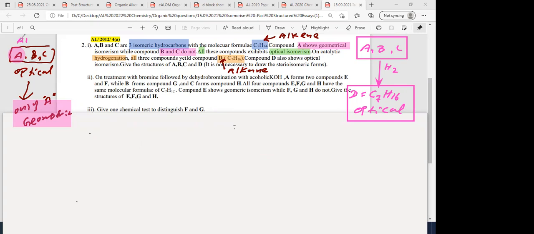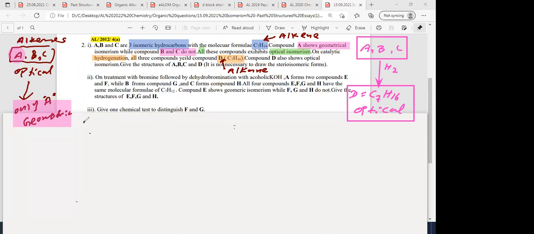Alkene, that means there's a double bond, plus optical. That means what is the type of isomerism? They talk about isomeric hydrocarbons, but what type of isomerism exists in all three? Optical. Here all these compounds exhibit optical isomerism. Actually that is the first point they should put, but they have put that after giving some other information, the geometric thing. Only A shows geometry. All three are optical.